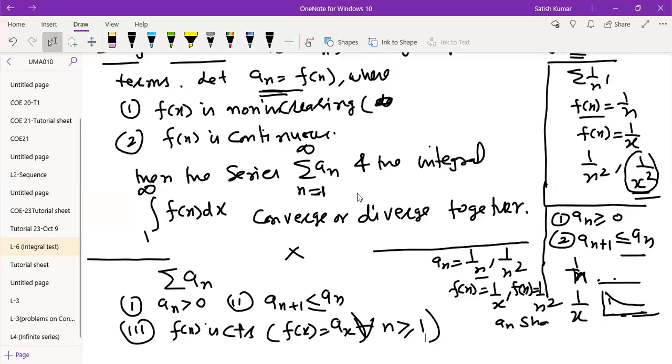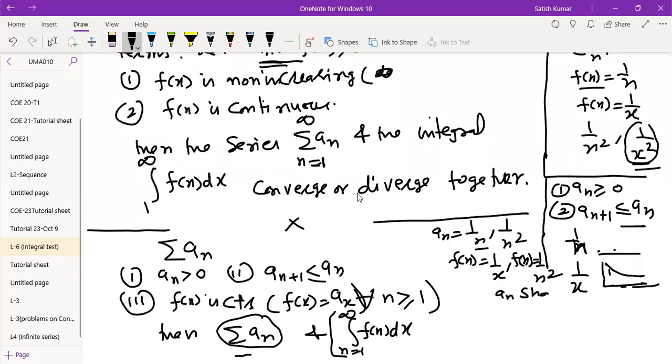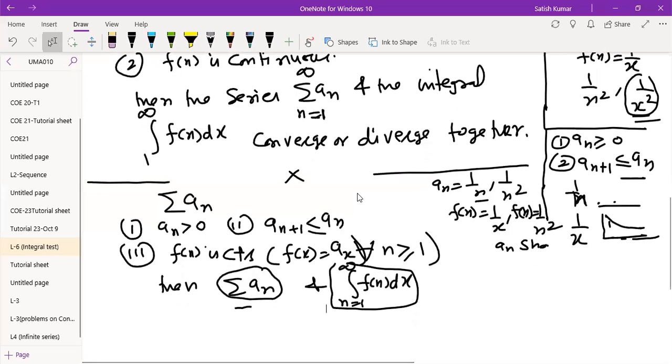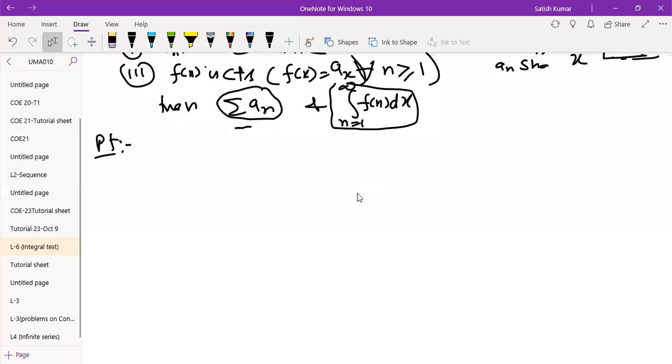So then what this result says, the behavior of summation a_n and integral f(x) dx is the same. Means this summation a_n will be convergent if you are getting a finite value of this integral. If the series is divergent, then you are going to get an infinite value of this integral. Means to judge the behavior of 1 by n from 1 by x, or 1 by n square from 1 by x square. That is the main goal of this integral test. So I'm taking a small proof for this result.